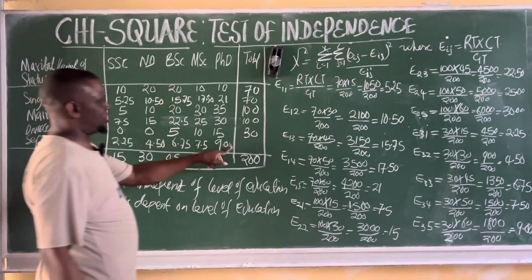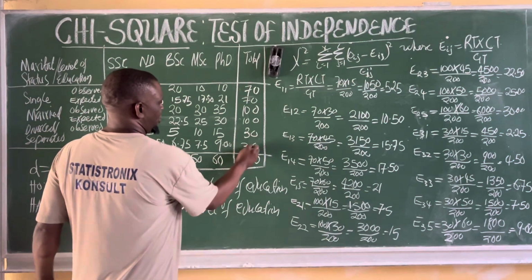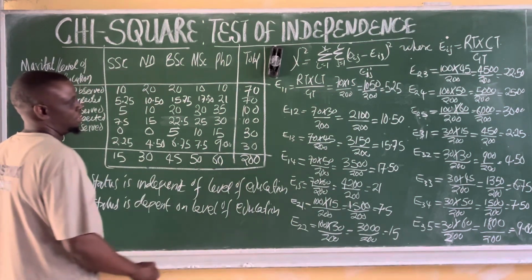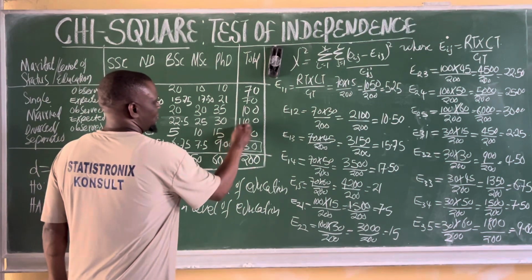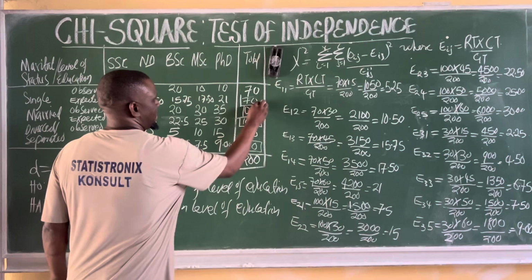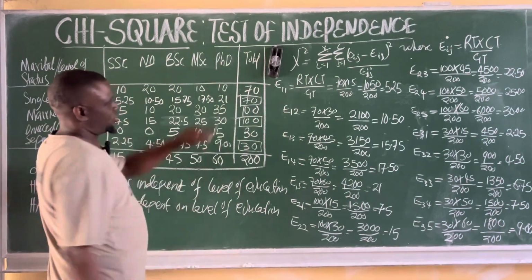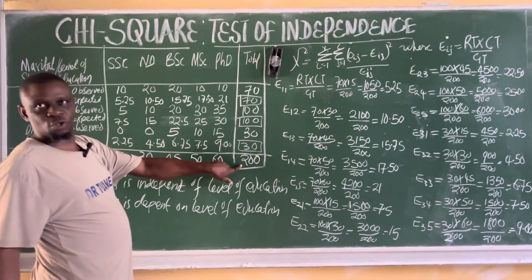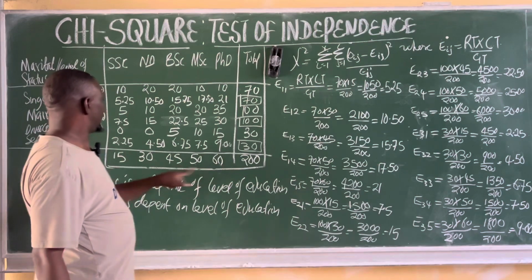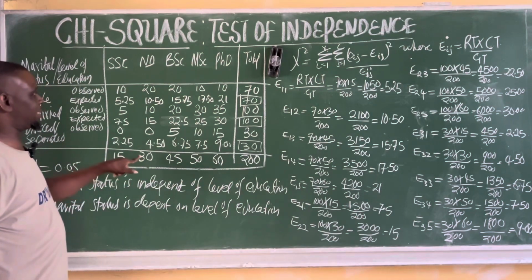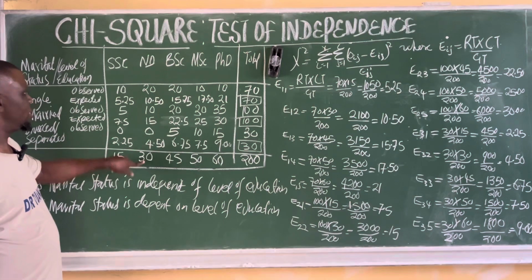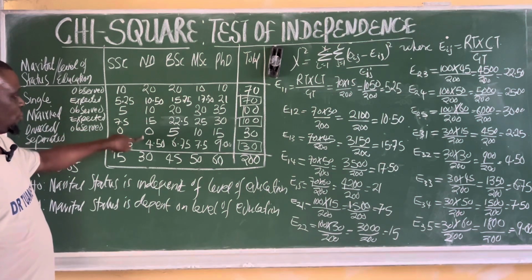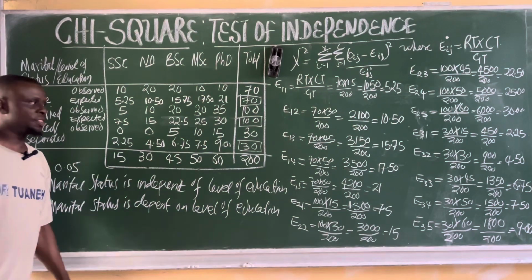So if you sum this, it will also give you 30. Okay? So let's note that this is the sum of the expected values, so that you are not adding it and thinking it will give you this 200. The same thing is applicable here. If you add the expected values, it should also give you this 30. If you add the observed values, it should also give you this 30.